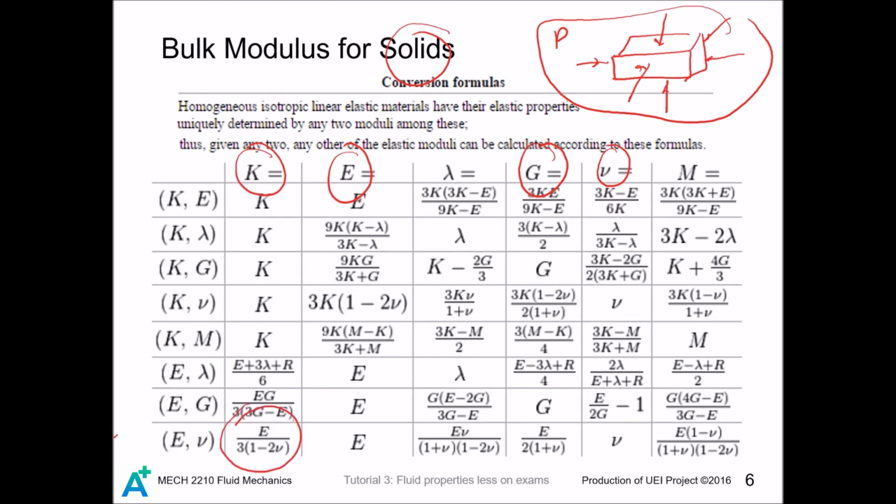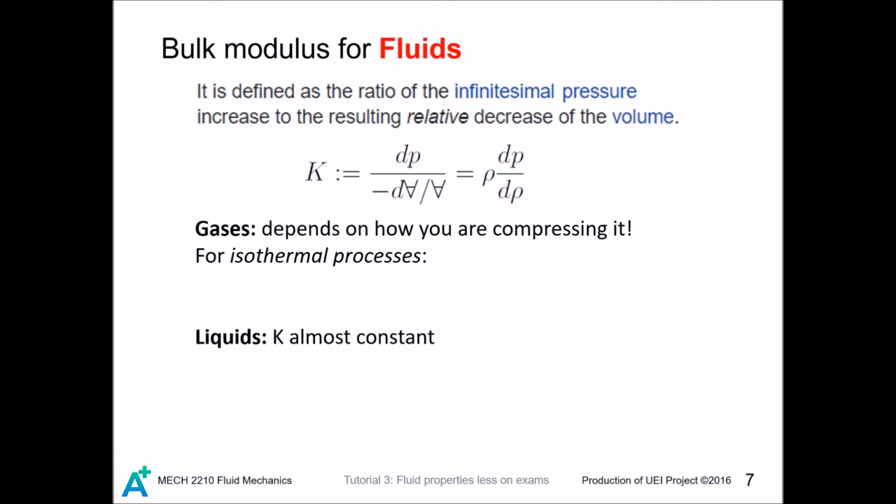You can also derive this formula if you are really interested. But a fluid has a bulk modulus too, though it is meaningless to define any other quantities on the table. So note this for liquids and gases. We have to use the definition for calculating the bulk modulus for fluids. Its mathematical definition goes like this. It's defined as the change in pressure divided by the resulting relative decrease of the volume. Or equivalently, we have the formula on the right. For gases, the bulk modulus depends on how you compress the gas. For example, if your thermodynamical process is isothermal.